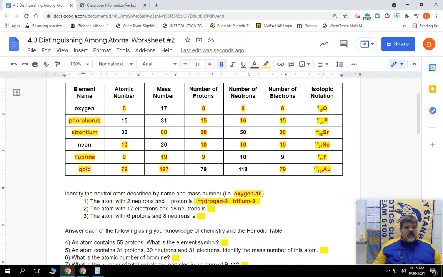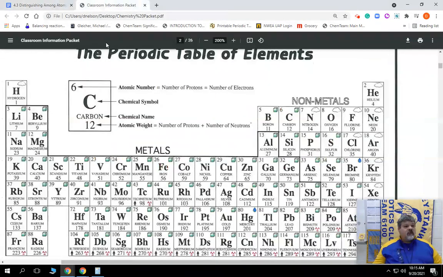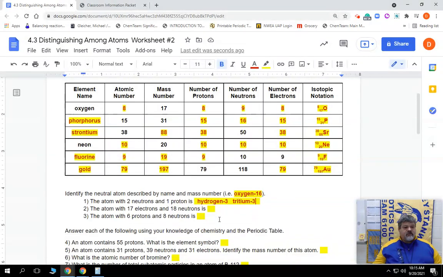But if we want to double check with the first one, hydrogen 3, go to the periodic table. We see hydrogen, 1 proton. We know that that's it. But a normal hydrogen would only have a mass number of 1, so that has 2 extra neutrons. So let's go to the next one.